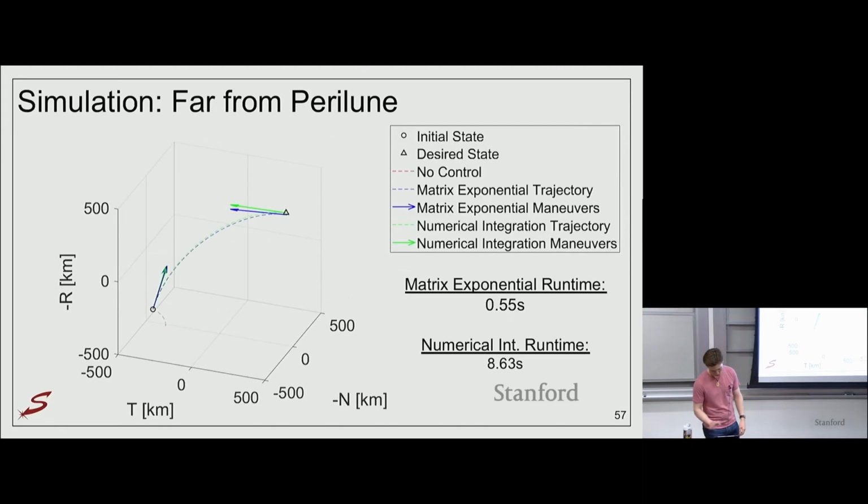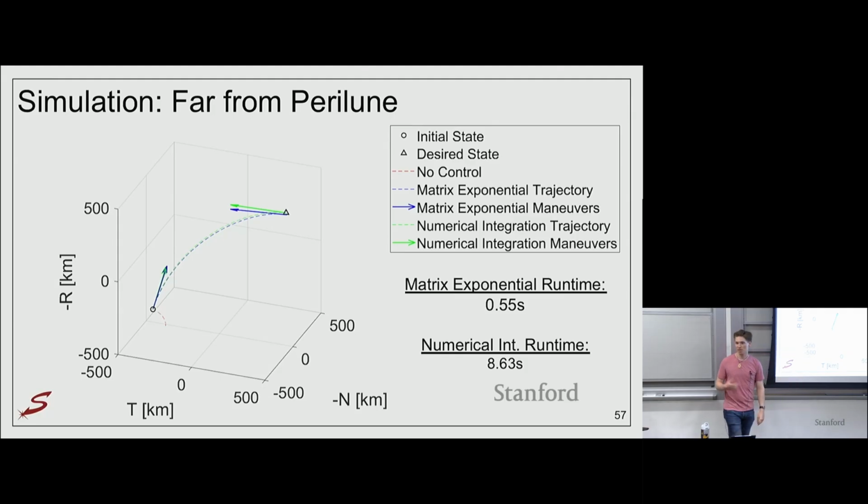So the two examples we've been working with for our current work: we first have a simulation occurring far from Paraloon, where Paraloon is the closest point in the Chief's trajectory to the moon, where the most nonlinearity, or the most highly varying dynamics, happens. And so for control far from Paraloon, you can see no control, a rather smooth curved trajectory here, as well as the control trajectories using both the matrix exponential STM approach as well as the numerical integration approach.